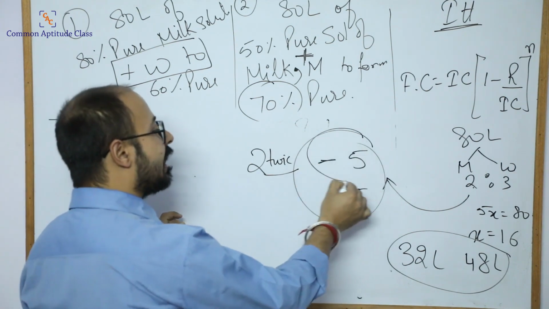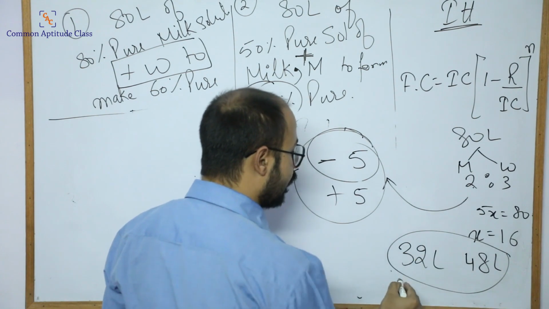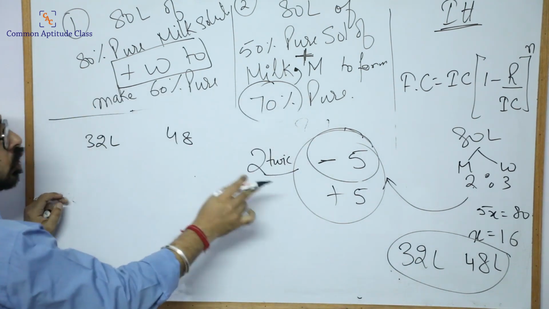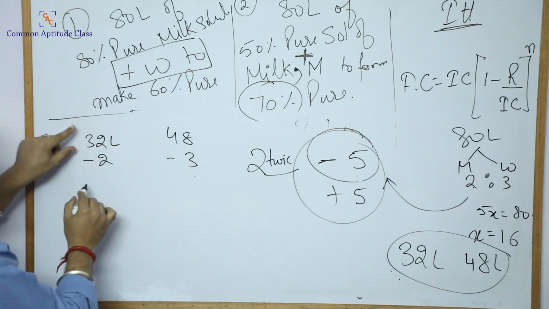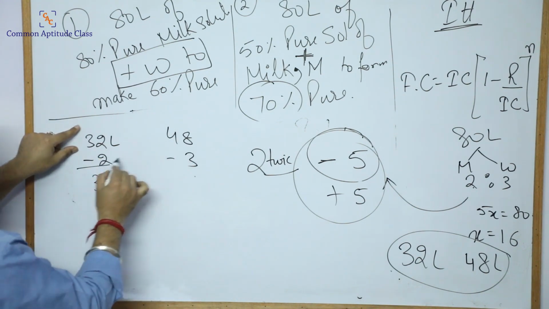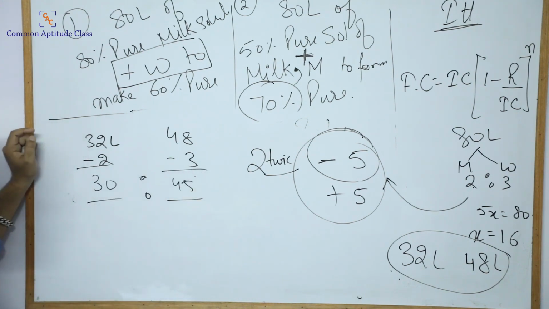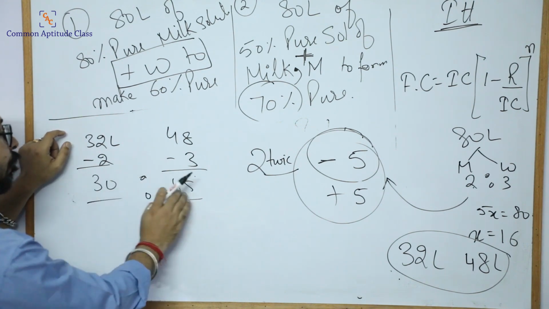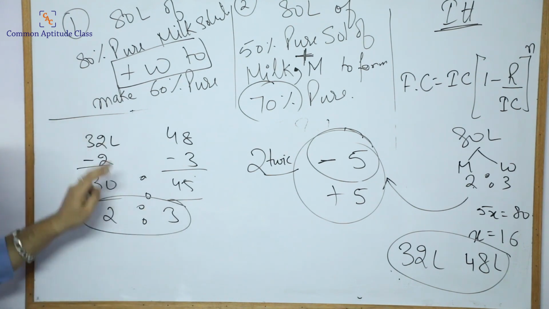So now 5 liters is taken out. The 5 liters will be taken in the same ratio. So 2 liters is removed from the 32 liters and 3 liters is removed from the 48 liters. Now it will become 30 and 45. Now this is the new ratio available in the beaker. I will divide by 15: 2 and 3, again the ratio remains constant. I will do the same process.